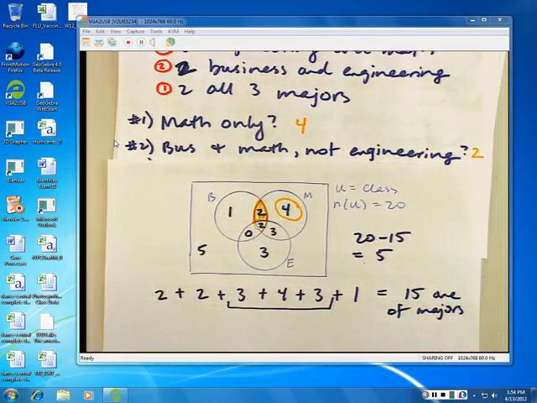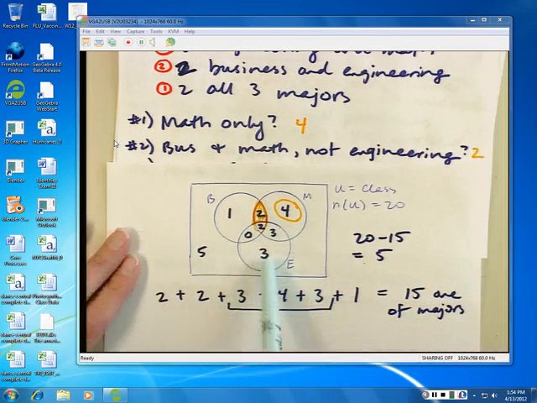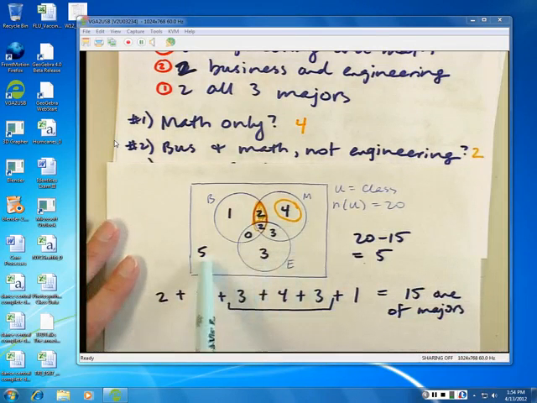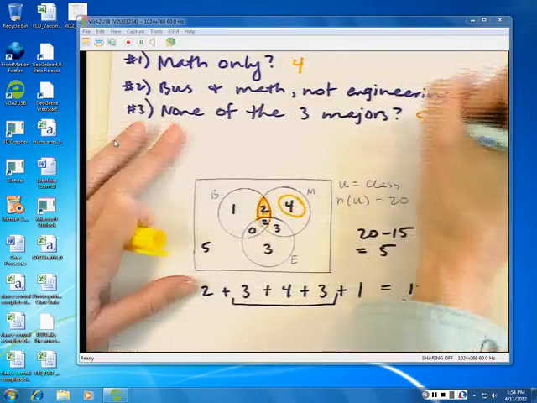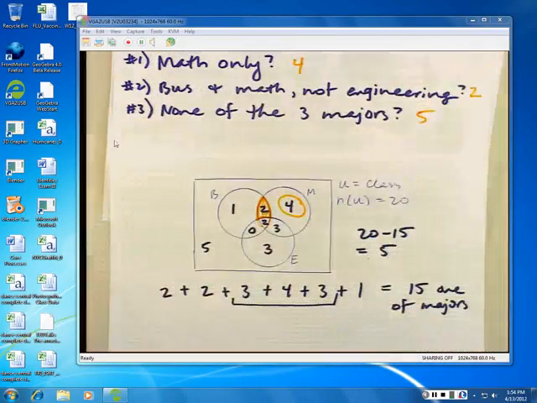Okay, so how many are none of those majors? Well, I had 15 that were 1 or more of the majors. So to be none of the majors, that leaves me with 5. So how many are none of those majors? That is 5.